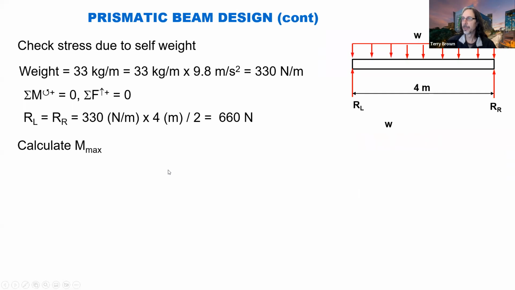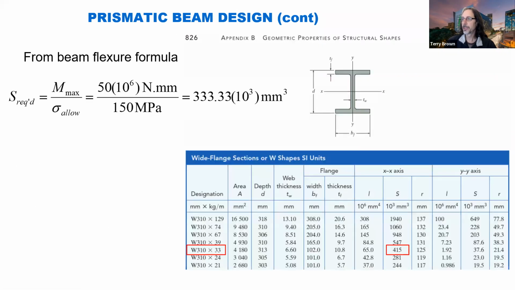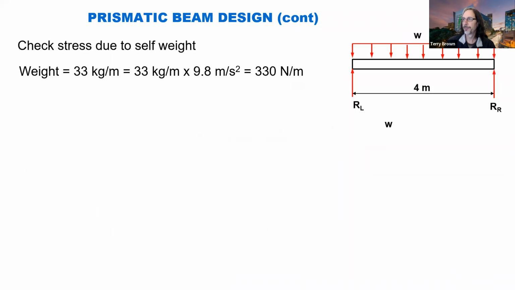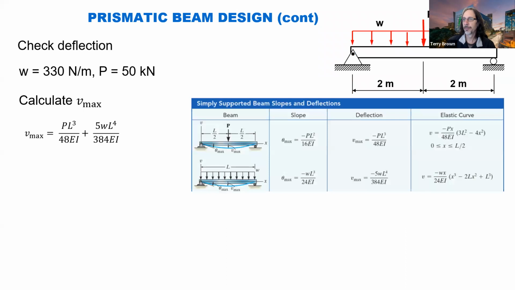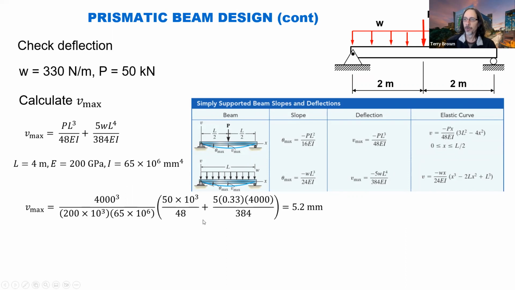So if we go back to where we selected this, here's our moment of inertia about the x-axis. So make sure you choose the right one. So 65 by 10 to the 6 millimeters to the fourth. Right, so that's where those numbers come from. Draw the values in and we get a deflection of 5.2 millimeters.